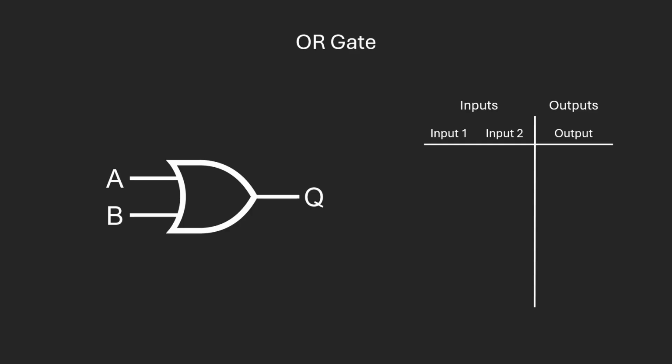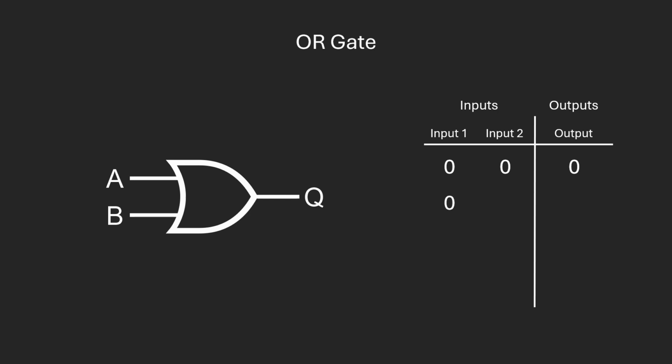How about the OR gate? OR gates don't require all of its inputs to be true for the output to be true like an AND gate does. OR gates only require one input to be true for the output to be true. Let's take a look at that. For an OR gate, if input 1 is a 0 and input 2 is a 0, our output is a 0. This is because none of our inputs are currently true.